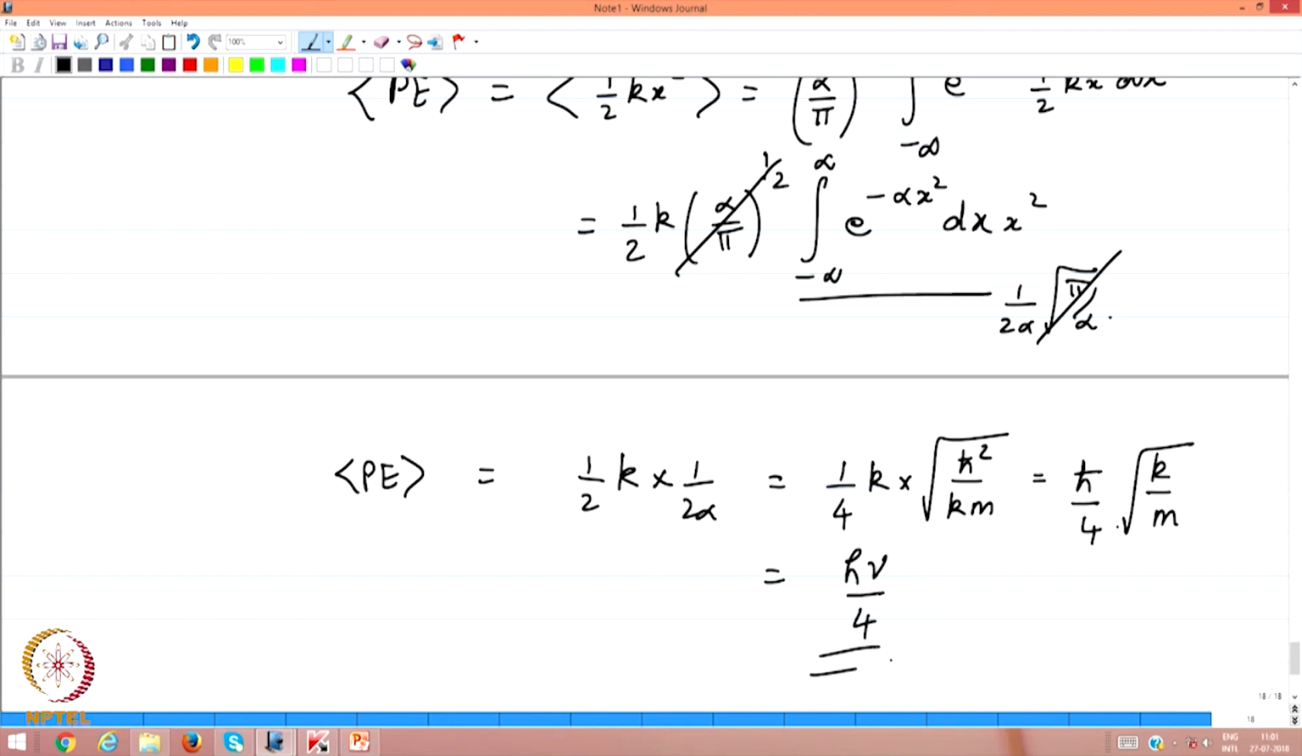So the average value of the potential energy for the ground state is equal to the average value of the kinetic energy also for the ground state. This is an extremely important and interesting result, and they both are equal to half the energy of the harmonic oscillator, the total energy of the harmonic oscillator.